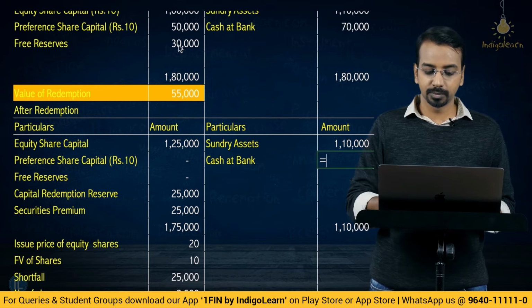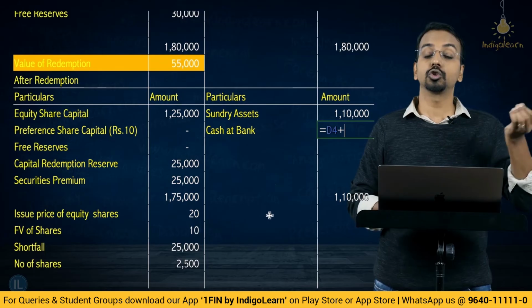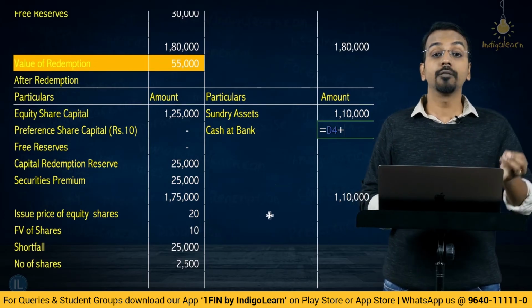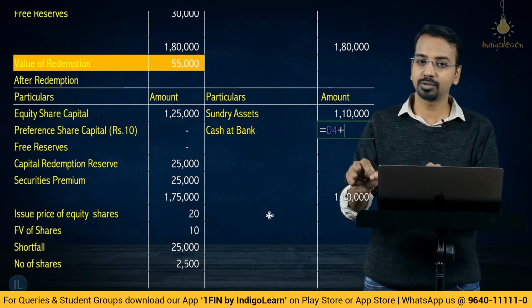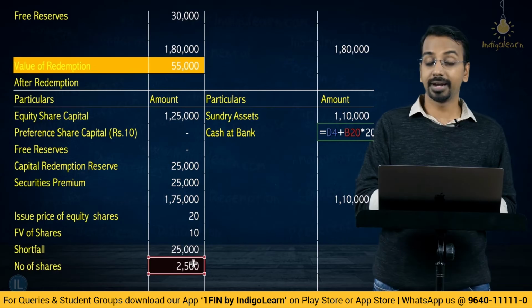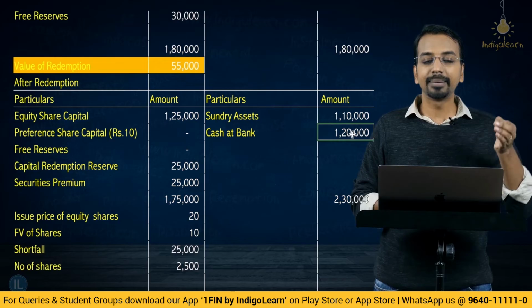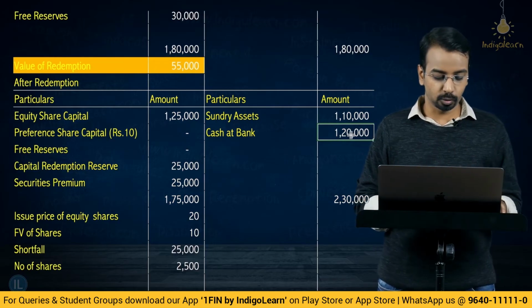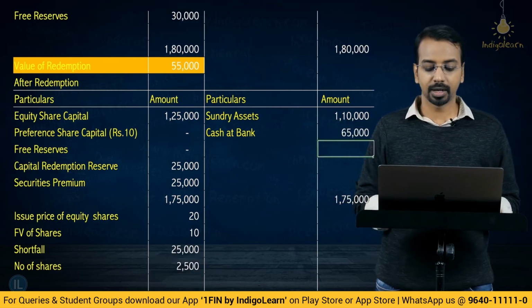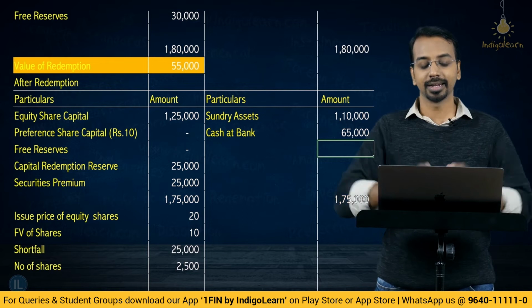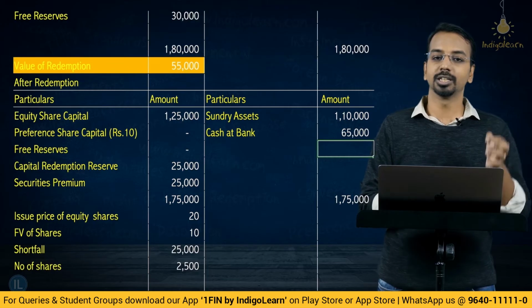Now coming to cash at bank, we had 70,000 plus how much amount will we get when we issue 2,500 shares? Now though we are considering face value for CRR purpose, we will receive the full amount. Investors will pay us 20 per share. So 2,500 into 20 per share, the total comes to 50,000. Out of this, you will pay back 55,000 to preference shareholders. So you need to remove that, minus 55,000. That becomes 65,000 cash at bank, right?